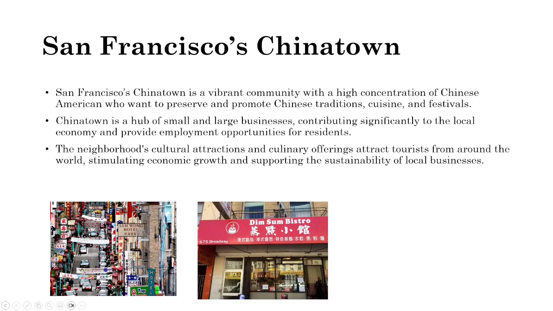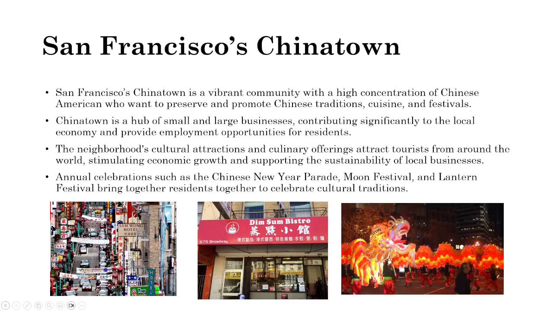Everything is clustered together if you look at this picture. Yes, there are cars, but it's also very easy to get around, very walkable. So much is close together. That's city living. More than 80% of households in Chinatown don't own a car, and the neighborhood has a compact grid and alleyway network, which I wish I could have shown you, but it makes it very pedestrian friendly. Think of a grid. That's Chinatown. There are also annual celebrations such as the Chinese New Year Parade, the Moon Festival, and the Lantern Festival, and these bring residents together to celebrate cultural traditions, which is very cool.